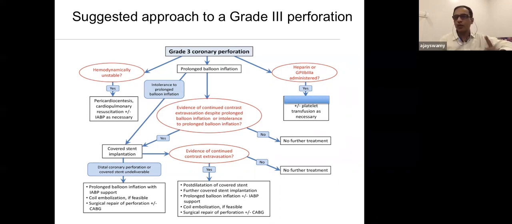The graft master, the whole length is not covered. About half to 1 millimeter on either edge is actually uncovered, especially when you post dilate them. So that's important to remember. It's possible that you might require a second covered stent implantation, like we did in our BVS case. Prolonged balloon inflation and IBP support will often help to keep the other coronaries patent. Coil embolization, if required, in case there is still some leak, can sometimes be done. And surgical repair of perforation with or without CABG is always an option.